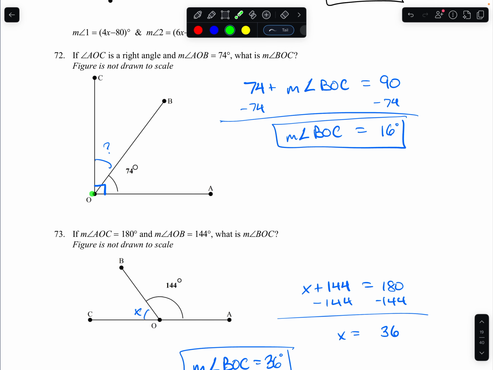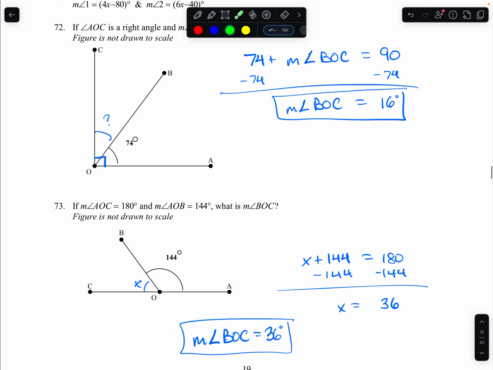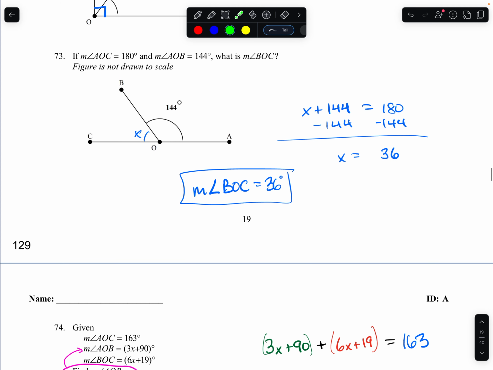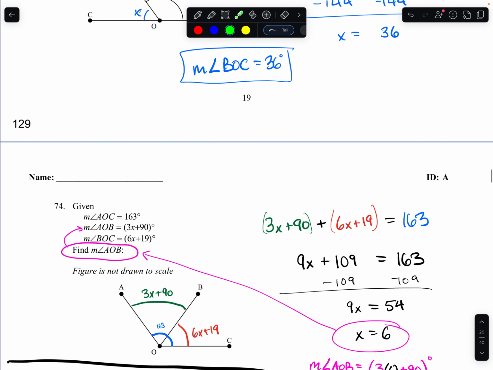These are complementary angles. They tell us that AOC is a 90-degree angle, a right angle. So 74 plus something is 90. That something is 16. So the measure of angle BOC is 16 degrees. 73. It's a similar idea, but instead of complementary angles in 72, we're now looking at supplementary angles. They add to 180 degrees. So 144 plus something is 180. That should be 36 degrees.